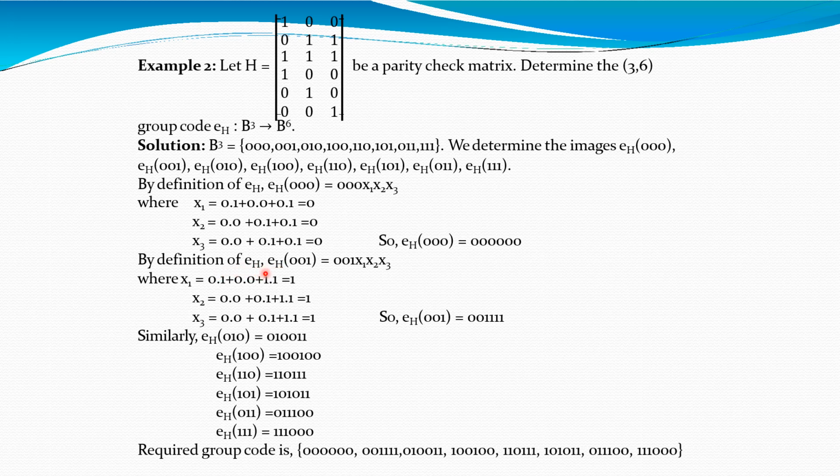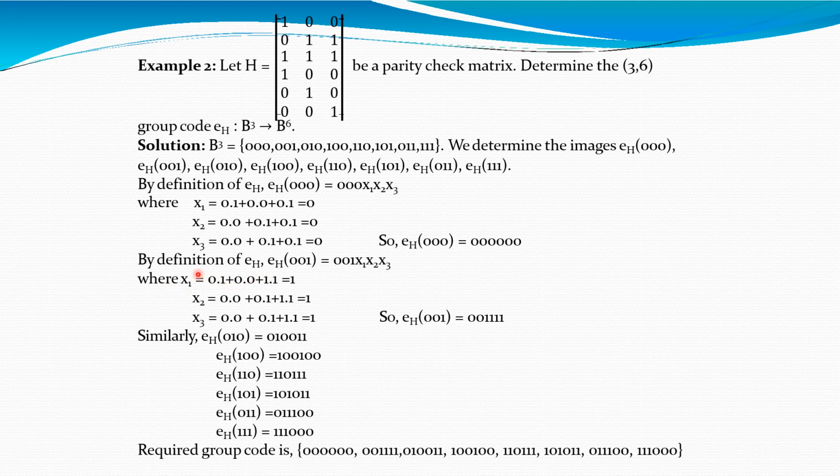Similar way, while finding EH of 001, we write 001, x1, x2, x3. Now how to calculate x1? It is the 001 row multiplied by the first column, that is 101. So it will be 0 into 1 plus 0 into 0 plus 1 into 1. Now this is 0, this is 0 and this is 1. So finally it is 1.